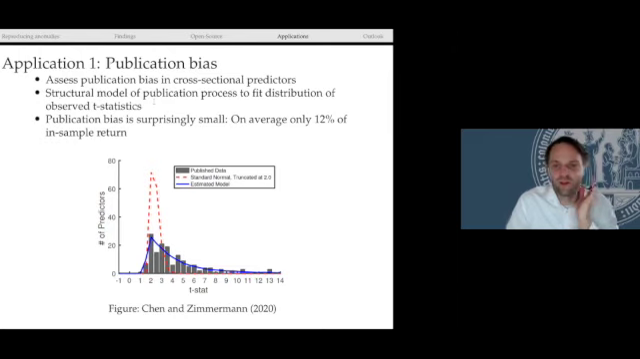Can't go into all the details of that model today, but the idea is that we can estimate the structural parameters from the distribution of observed t-statistics in the data. And what we then find is that publication bias is relatively small. It's on average only 12% of the in-sample return. So that means that if you see an in-sample return of 1% per month, then you only need to reduce this by 12 percentage points to get to the publication bias cleaned in-sample return.